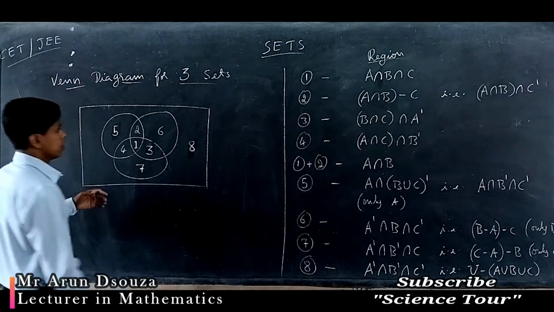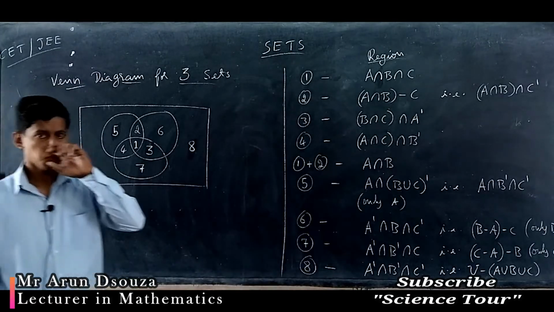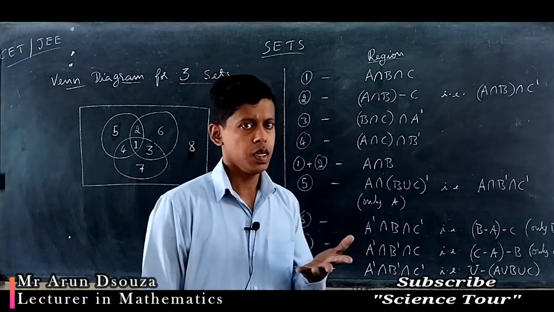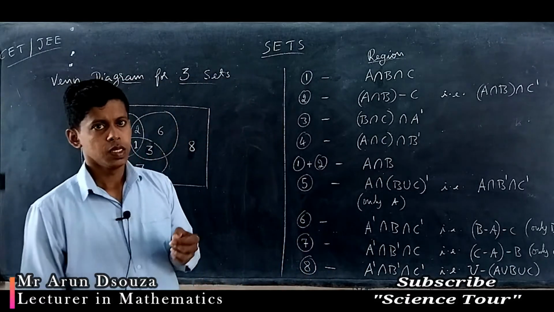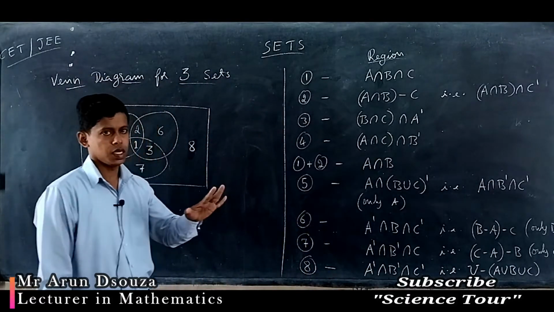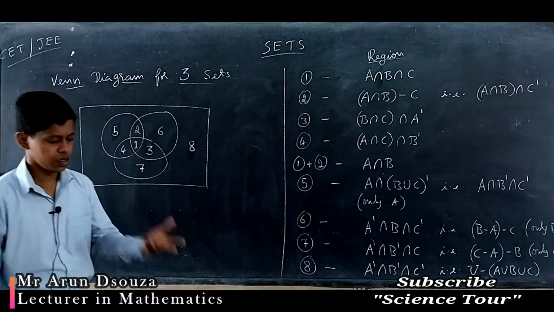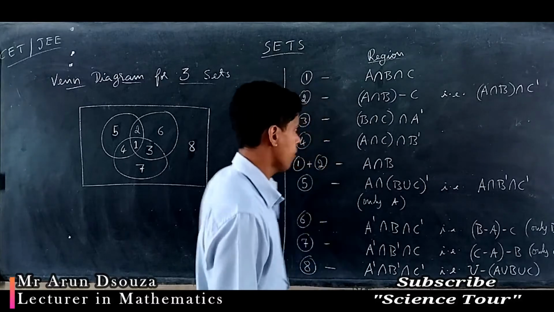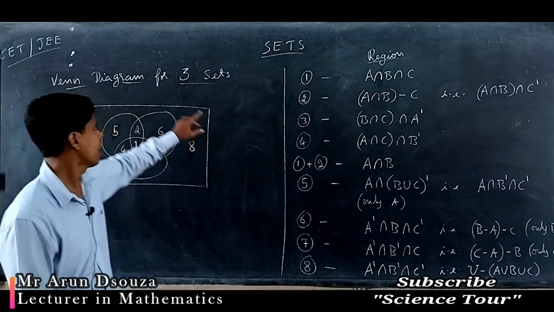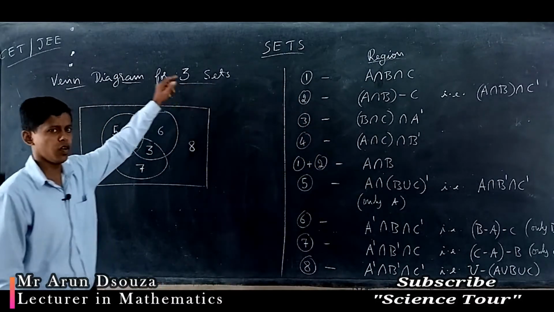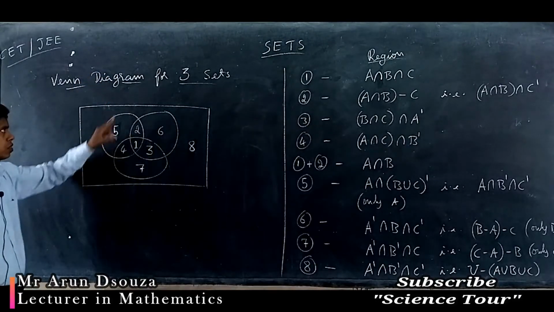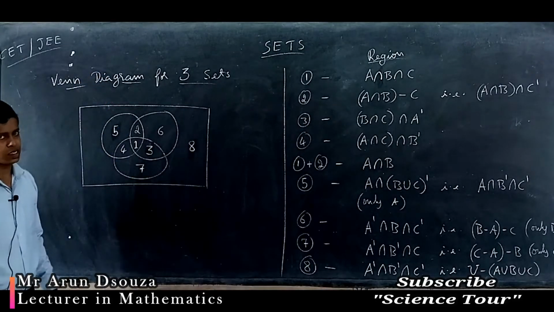We understood already one example where A union B, A intersection B, and A and B were involved. Basically two sets were involved. Now what if you have three sets? We have already understood the formula. Now let us understand the Venn diagram if three sets are involved.